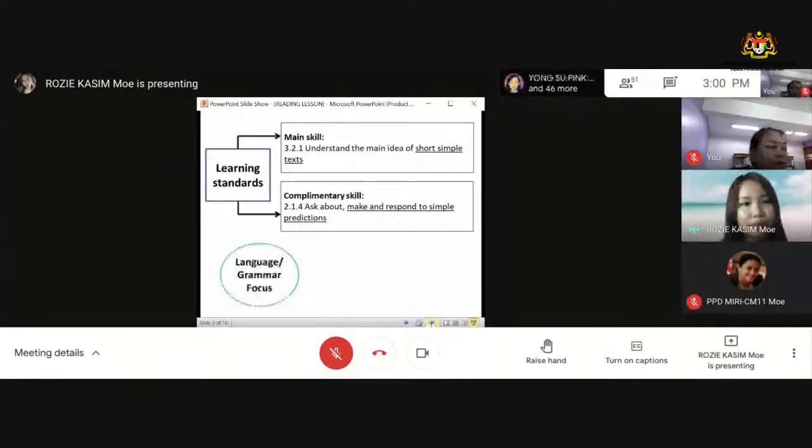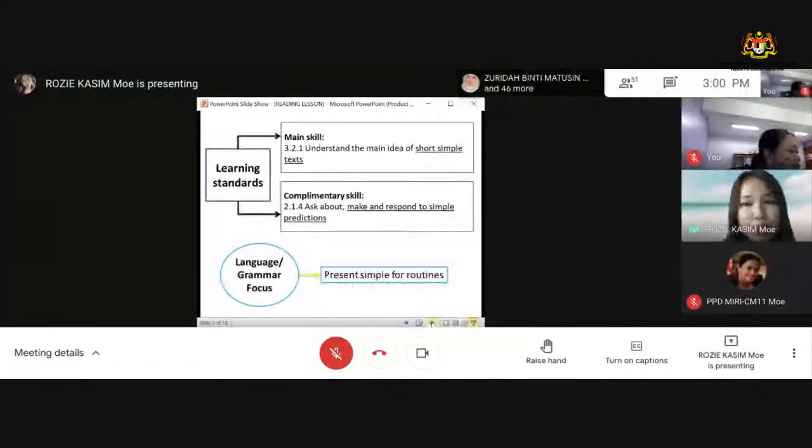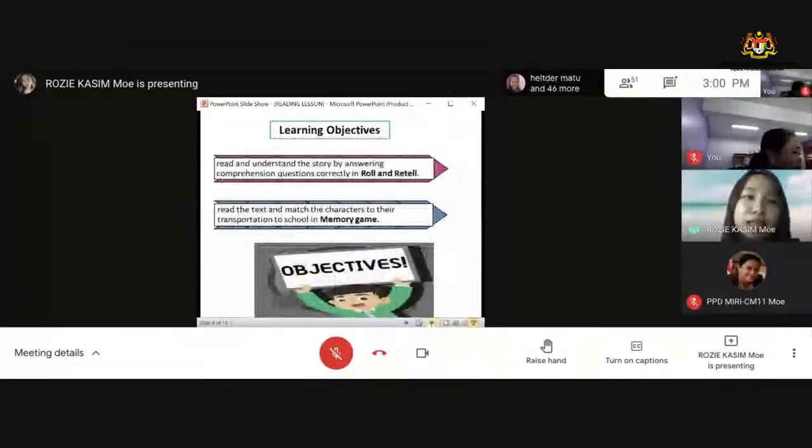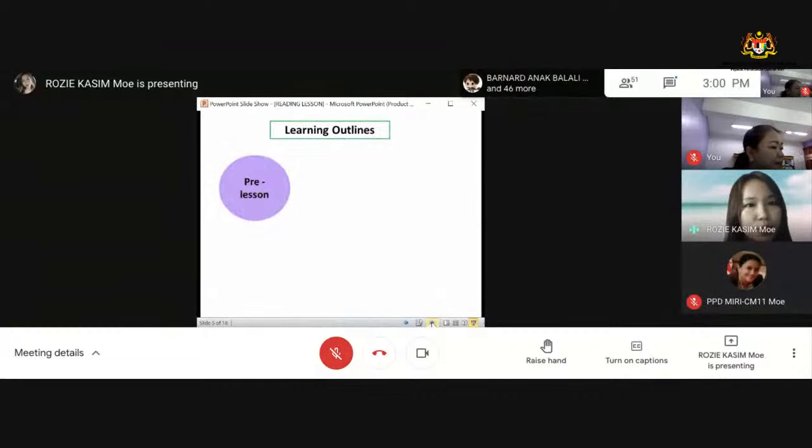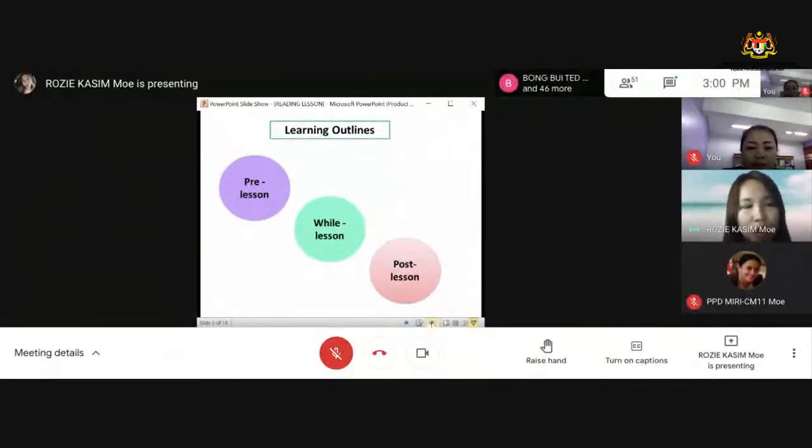The language or grammar focus for my lesson is present simple for routines, such as walk to school, take the bus, and other simple present for routines. My learning objectives: first, read and understand the story by answering comprehension questions correctly in Role and Retell. Second, read the text and match the characters to their transportation to school in a memory game. The lesson outline has a pre-lesson, while-lesson, and post-lesson.